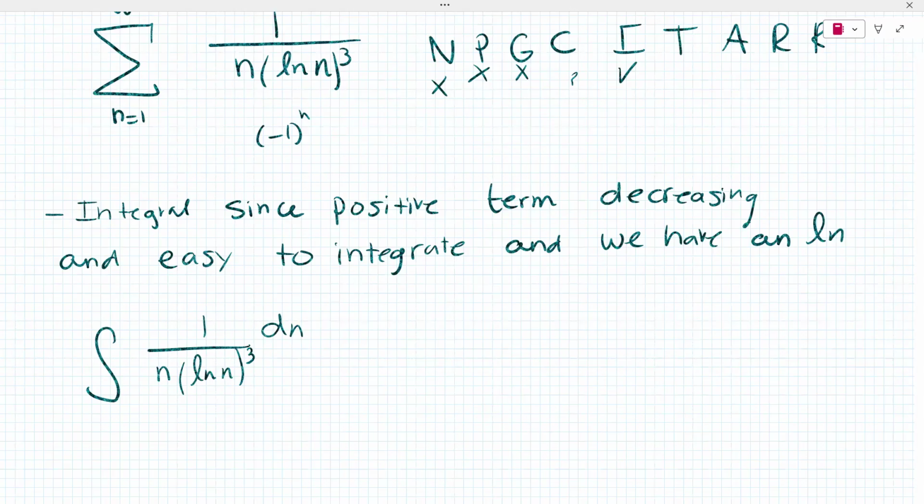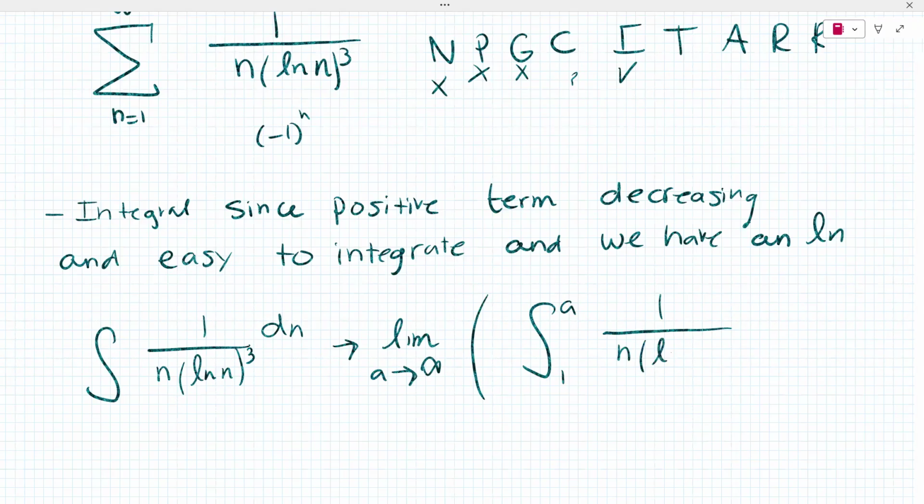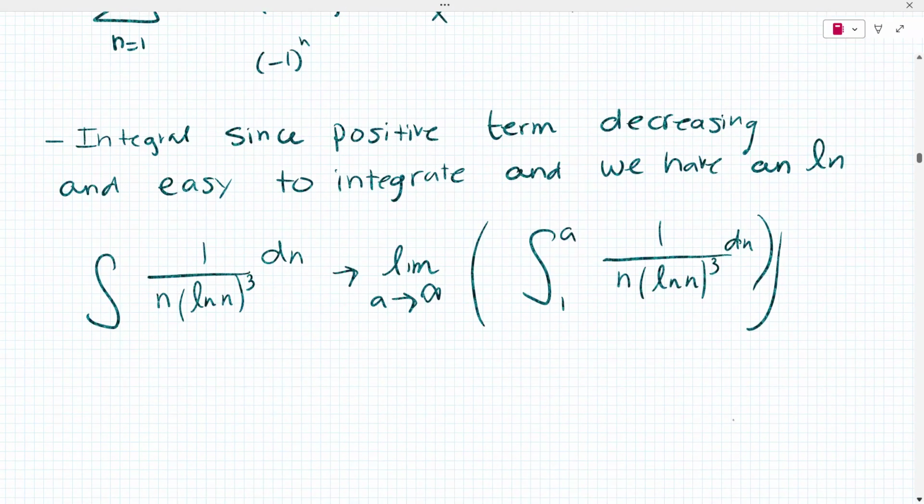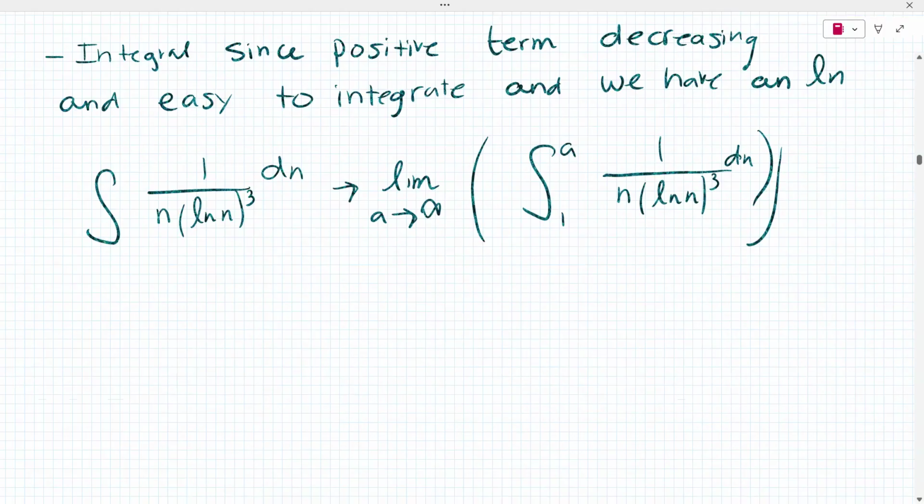So we're going to use the integral test, so we can say the limit as a goes to infinity of the integral from 1 to a. How should we solve this integral? Well, I think we'll have to use substitution, right? And what do you think our u will be? Yes, I think our u is going to be ln of n.